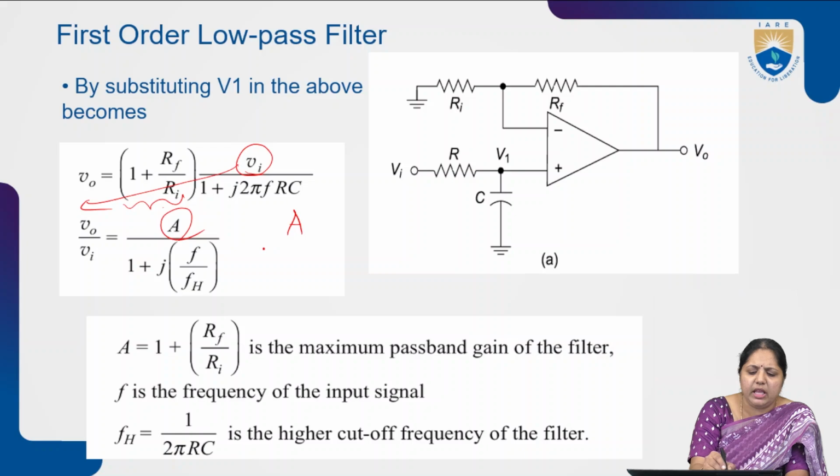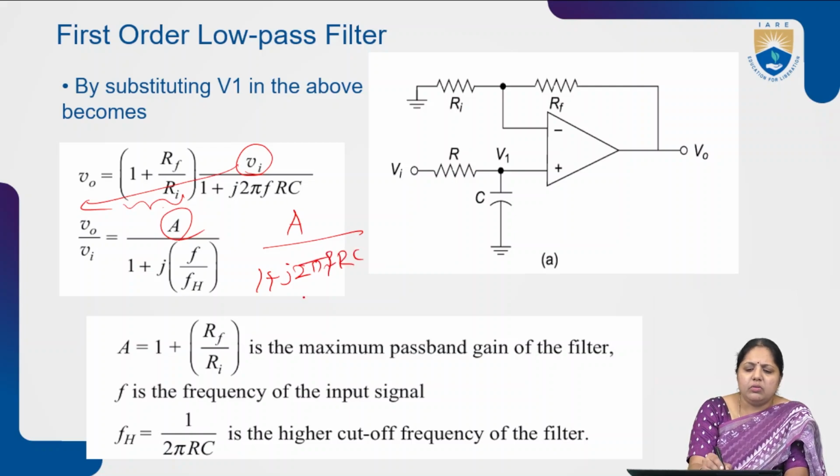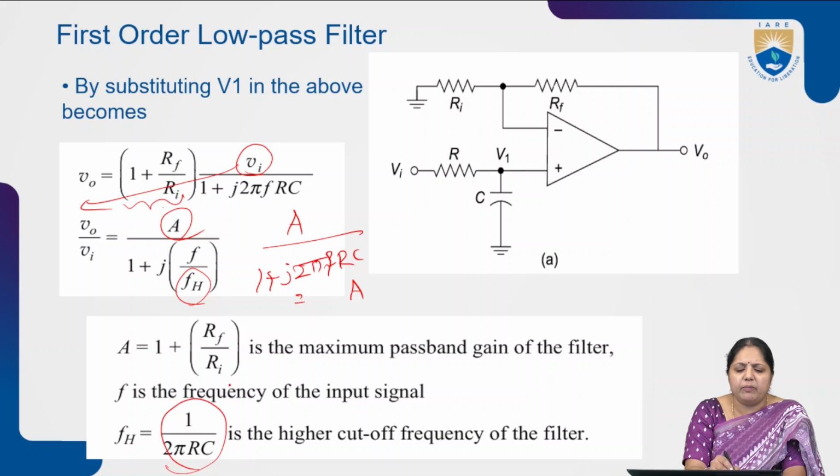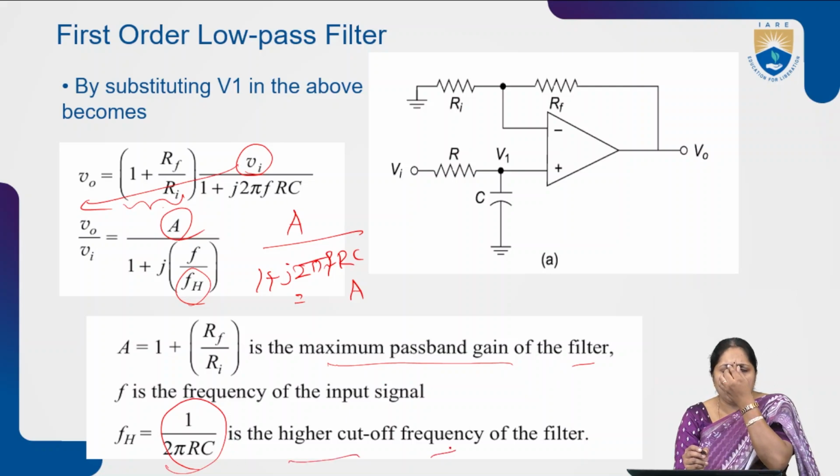V0 by Vi equal to A by 1 plus j into 2 pi f into R into C. I am replacing this parameter by A by 1 plus j into f by Fh. So what is the Fh here? Fh equal to 1 by 2 pi R into C, where A equal to 1 plus Rf by Ri. This is the maximum passband gain of the corresponding filter. And Fh is called the higher cutoff frequency.